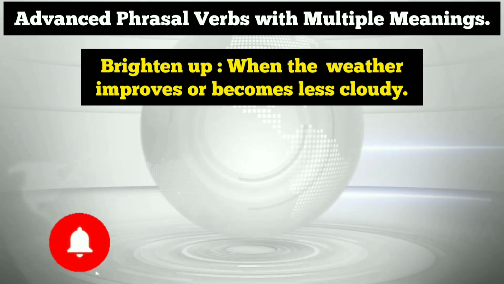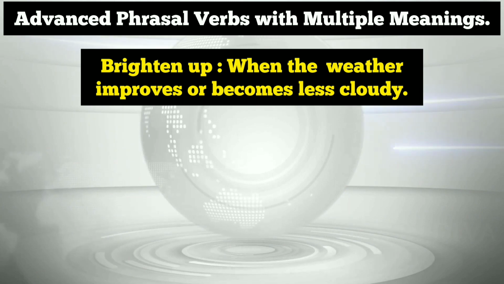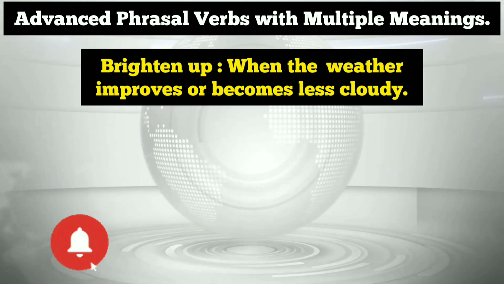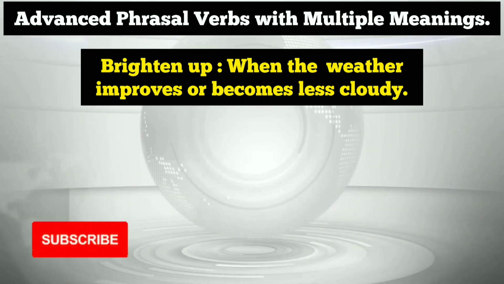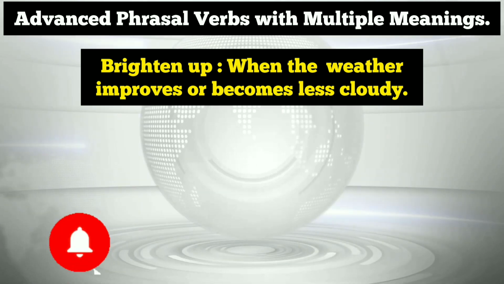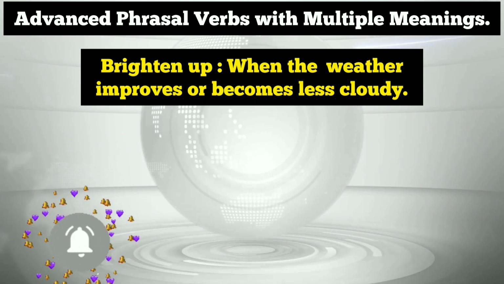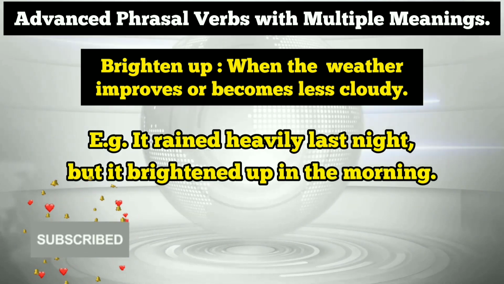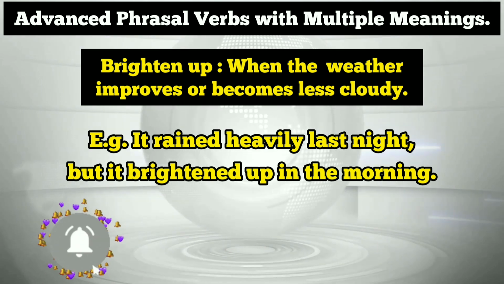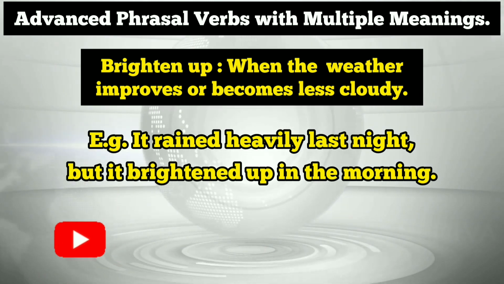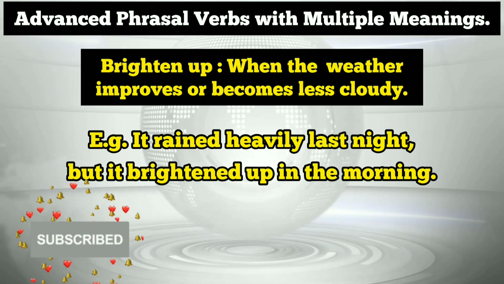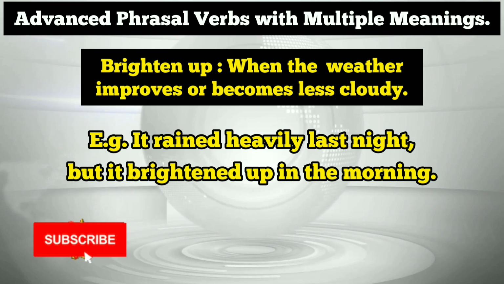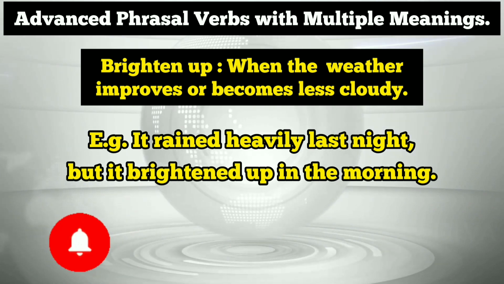So first meaning is when the weather improves or becomes less cloudy, that time we say brighten up. I hope you have understood. When the weather becomes better or it becomes less cloudy, that time you can use this phrasal verb brighten up. So let me show you how to use it. It rained heavily last night, but it brightened up in the morning. That means it changed, it became better. So it was cloudy and raining heavily last night, but it became sunny perhaps in the morning. I'm quite sure it's clear.